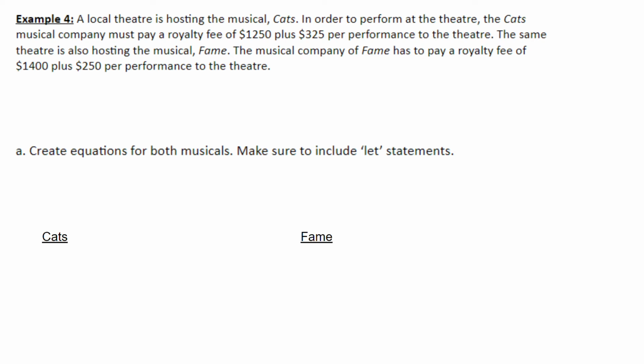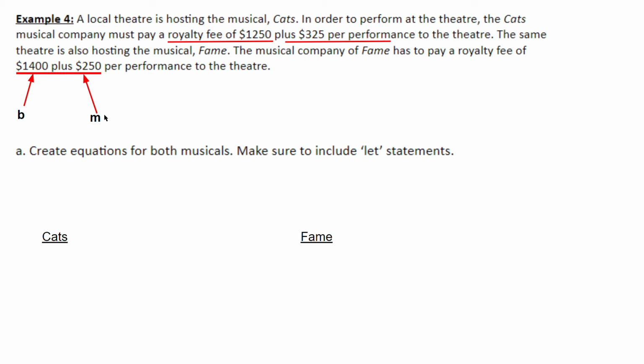Before we go on any further, we want to label and identify what is our fixed cost and what is our variable cost. Our royalty fee of $1,250 for Cats would be our fixed cost for Cats, and then the $325 would be our variable cost for Cats. Now, our $1,400 would be our royalty fee, or our fixed cost, for Fame, and then the $250 per performance would be our variable cost.